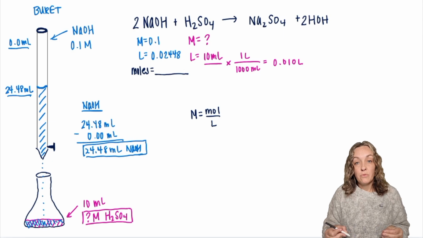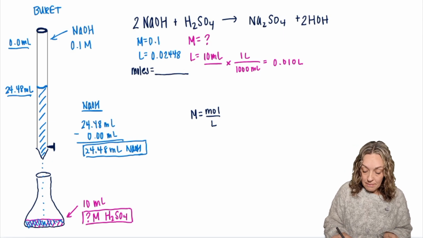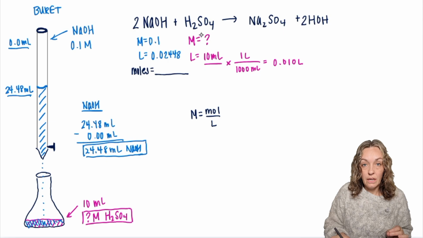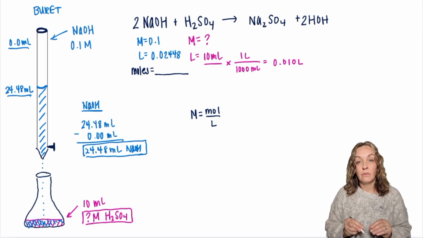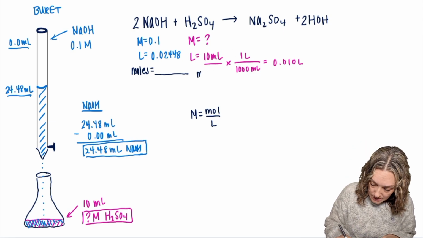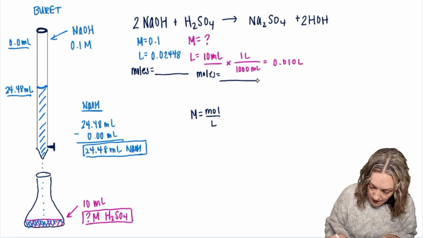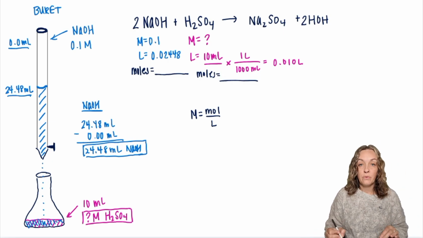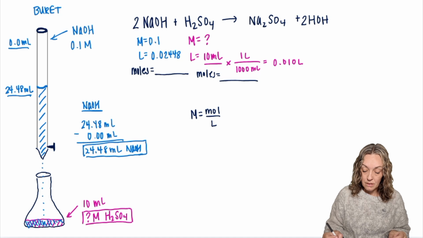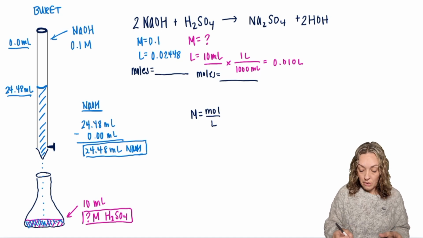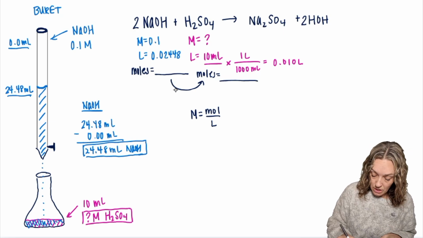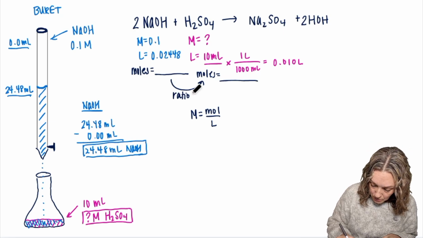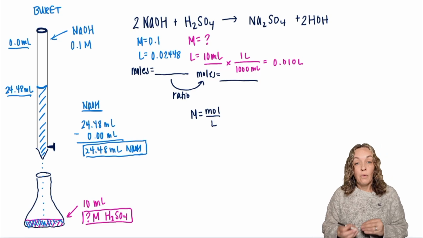Next, I want to keep track of what my end point is. My end goal is to get the molarity of H2SO4. So if I want molarity and all I have is liters, the one piece of information that I'm missing about the H2SO4 are the moles. If I can find the moles of H2SO4, I can solve this problem. Now, it's important to remember that moles of any two substances in a balanced equation are related through the mole ratio.